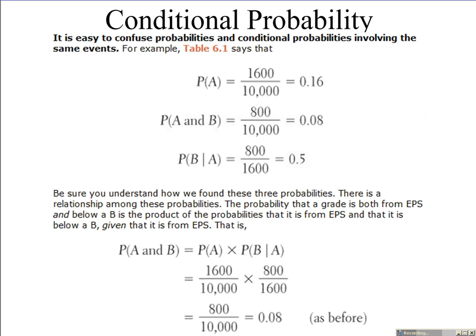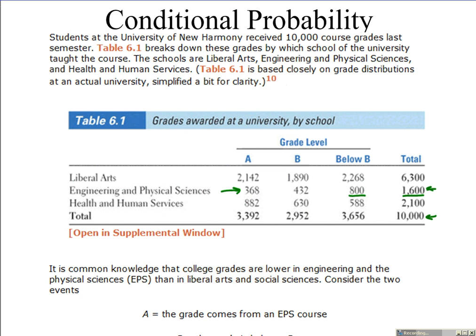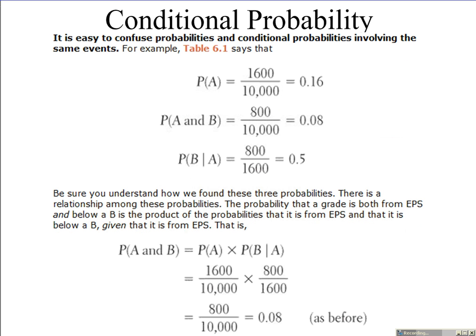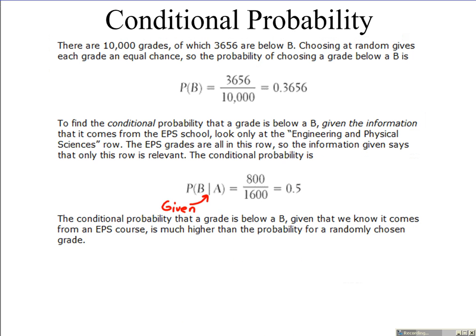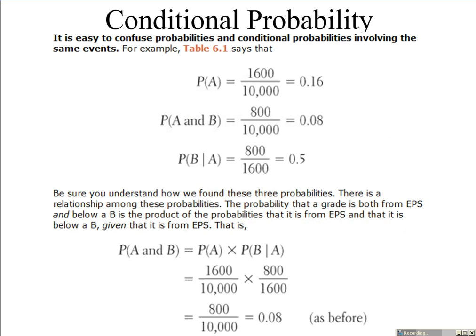Second one, probability of A and B happening. It's an EPS course and the grade is below a B. Well, EPS courses with grades below a B are right here out of the 10,000. The third one, probability of B given A, is the probability that the course grade is below a B given that it's an EPS course. So knowing that it's an EPS course, there are 800 grades out of the 1,600 that are below a B. So we can see that we have three different probabilities, very closely related in how we write it symbolically. So you have to pay attention to the symbols to know what probability it is you are finding.